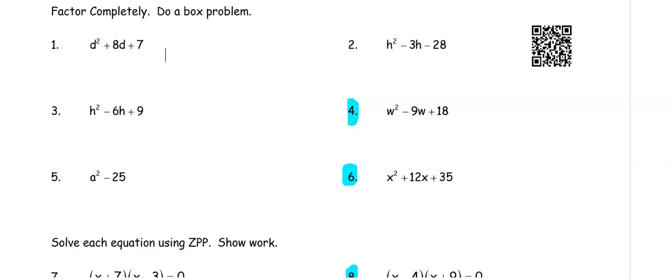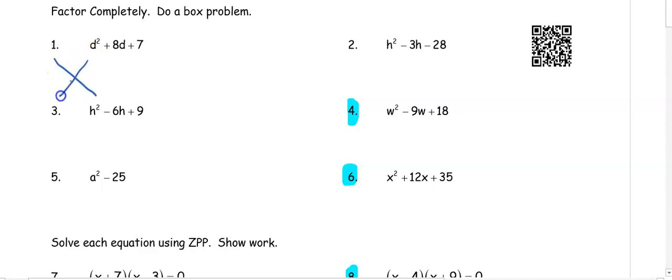For this video, we're going to complete some of the problems from Unit 10 Worksheet 5 together. The problems that are highlighted in blue are the problems for the video. So in the first 6, we're going to factor by using a box problem. Notice that they do not have equal signs, so we are not solving, we're just factoring.